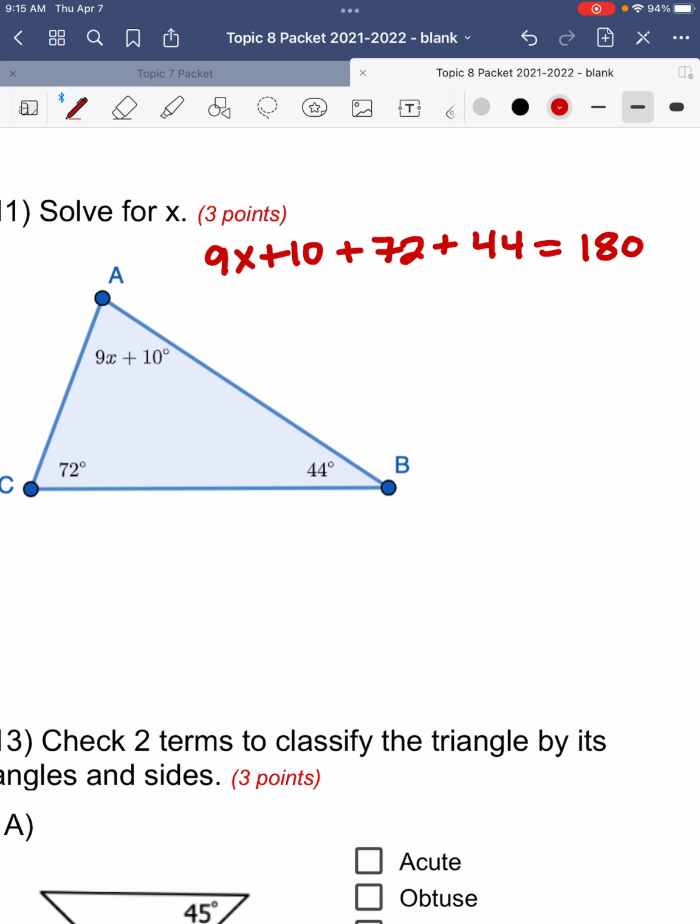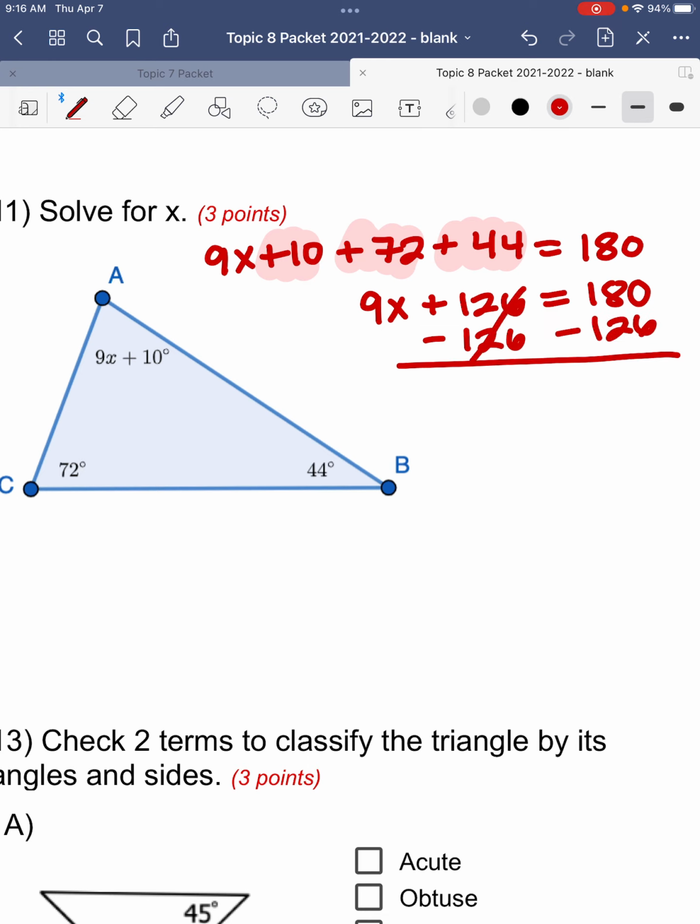Now I have some like terms. Anything that's just a plain old number, I can go ahead and combine. So we have 10 plus 72 plus 44. 10 plus 72 plus 44, when I add those together, I get 126. So we have 9x plus 126 equals 180. Well, to get that x by itself, first I need to subtract 126 on both sides.